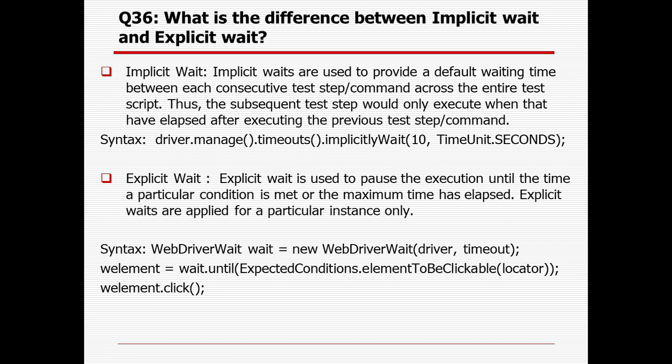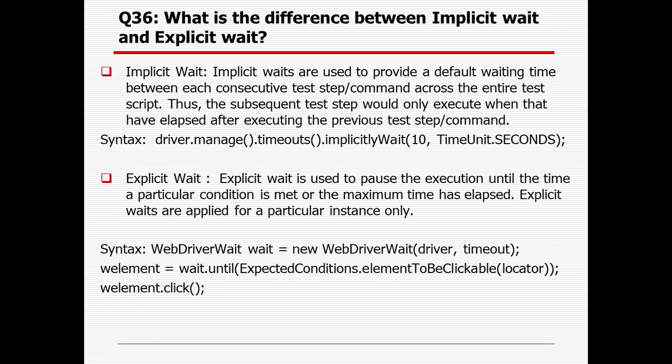What is the difference between implicit wait and explicit wait? Implicit waits are used to provide a default waiting time between each consecutive test step or command across the entire test script. Thus, the subsequent test step would only execute when that time has elapsed after executing the previous test step command. Explicit wait is used to pause the execution until a particular condition is met or a maximum time has elapsed, right? Explicit waits are applied for a particular instance only.